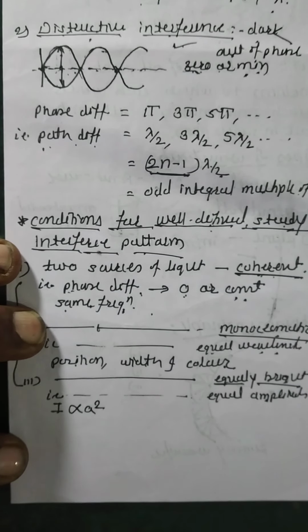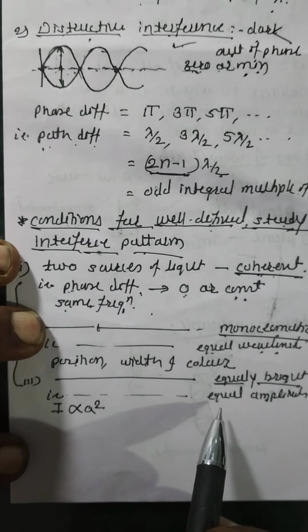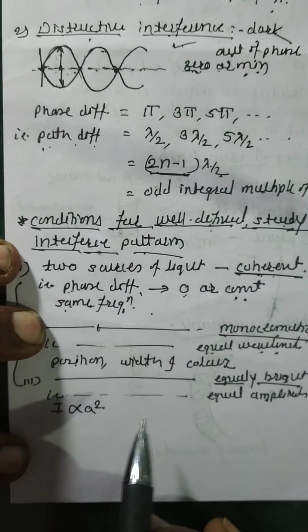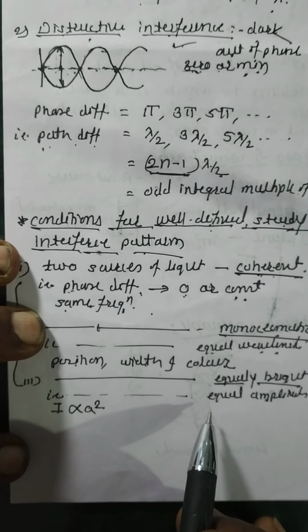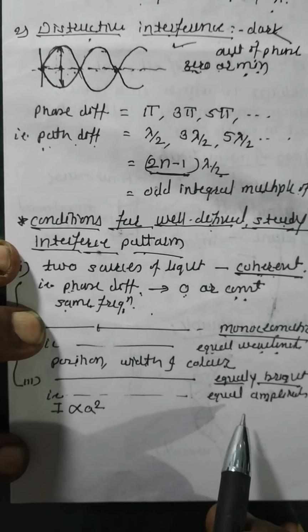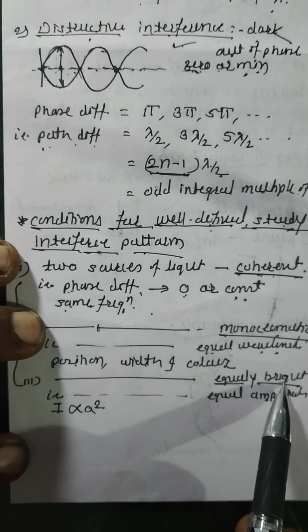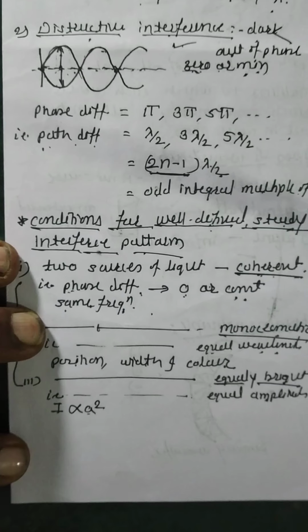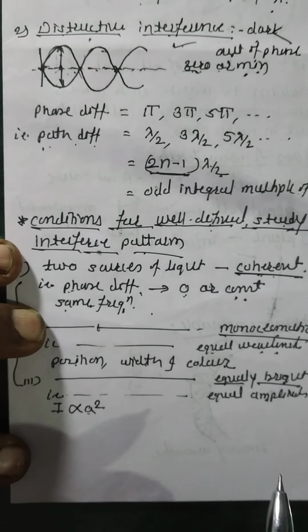Intensity depends upon the square of the amplitude. Only if the amplitudes are equal, the intensity of the dark fringe is 0. If the amplitudes of the two waves are equal, then the intensity of the dark fringe is 0. Otherwise, the point is less dark. The intensity of the bright point is maximum, no doubt. But the intensity of the dark band is not 0 and the corresponding point is less dark.